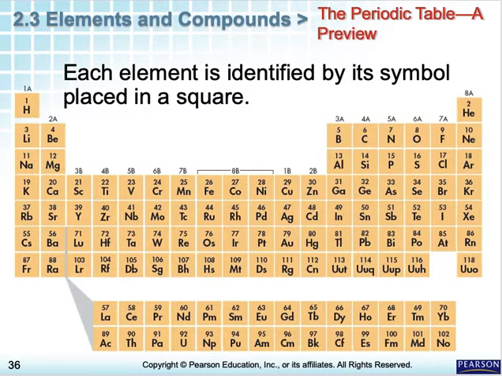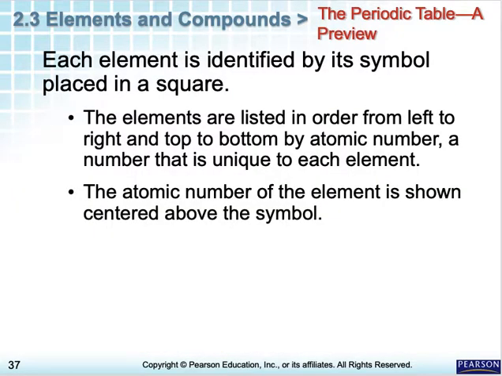So here we have them arranged, and you'll notice the number on top is the order in which they're placed in rows across the periodic table. We skip the middle blocks sometimes until we get down to the 4th row, but then we just keep going. So each element is identified by the symbol in a square.